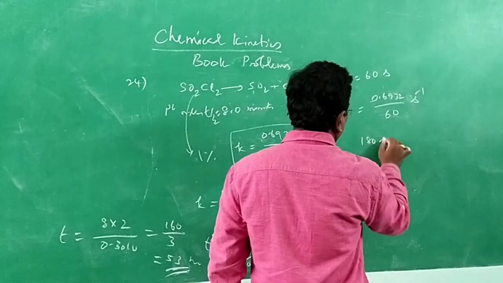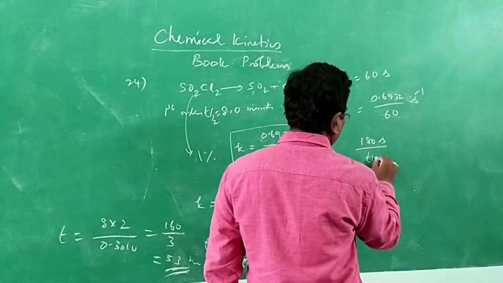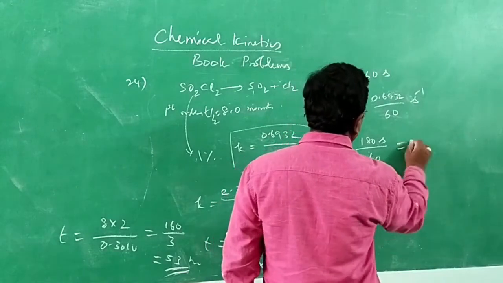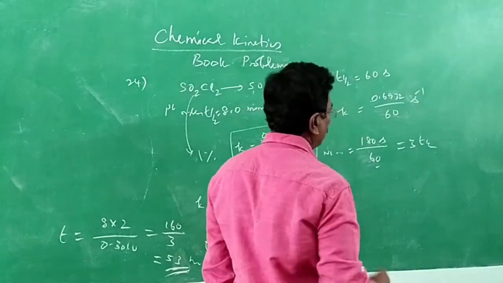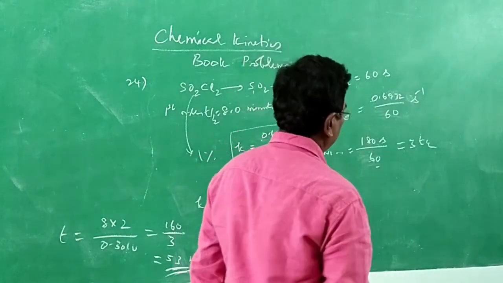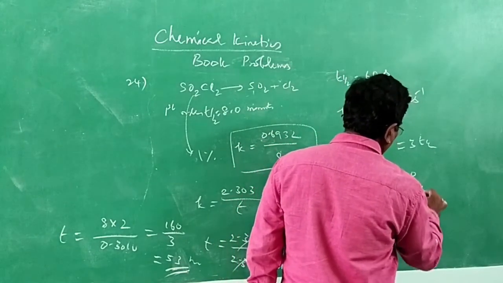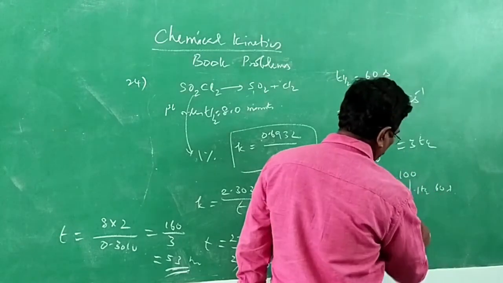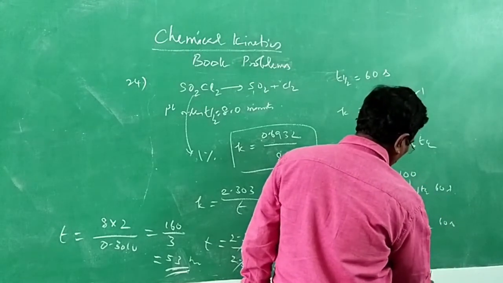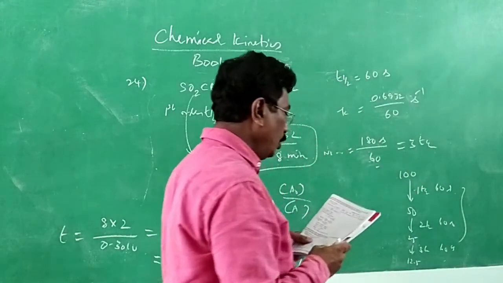180 seconds corresponds to 3 half-lives. One half-life is 60 seconds. Number of half-lives is equal to time divided by half-life period, which is equal to 3 half-lives. Within 3 half-lives, how much of A will be left? To convert 100 into 50, 1 half-life, that is 60 seconds. To convert 50 into 25, second half-life, another 60 seconds. To convert 25 into 12.5, another half-life, another 60 seconds. Totally within 180 seconds, it will be reduced to 12.5%.